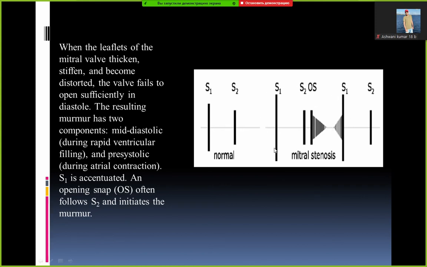So this picture illustrates the auscultative picture of mitral stenosis. Flapping and accentuating S1, then S2, then opening snap, and diastolic murmur with presystolic accentuation.